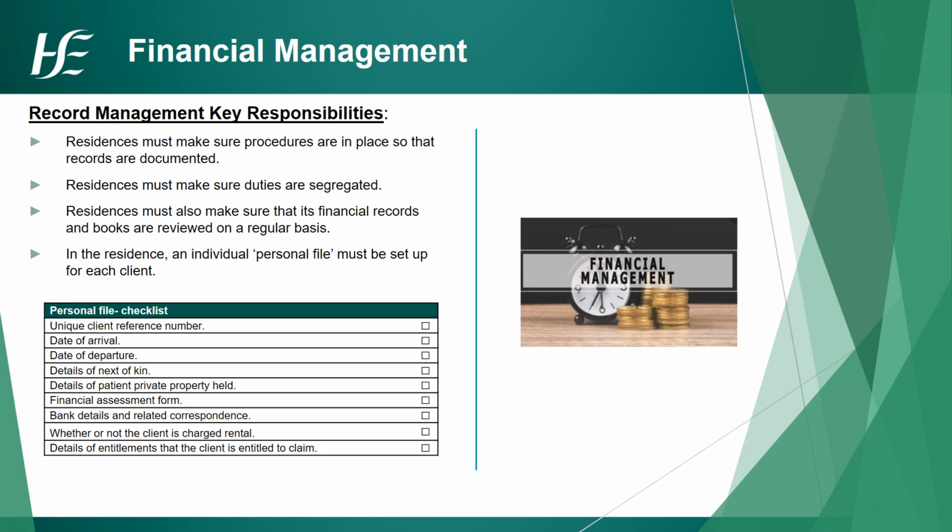In the residence, an individual personal file must be set up for each client. This personal file will include things like a unique client reference number, date of arrival, date of departure, details of next of kin, details of PPP held, the financial assessment form, bank details and related correspondence, details on whether or not the client is charged rental, and finally details of entitlements, financial or otherwise, that the client is entitled to claim.